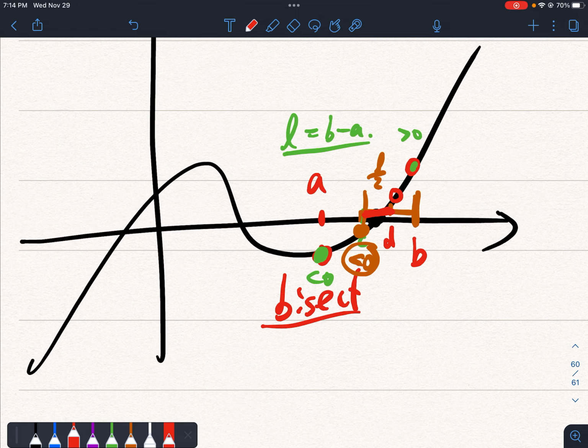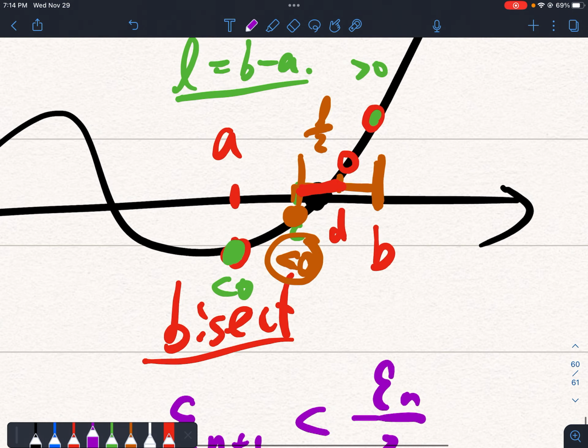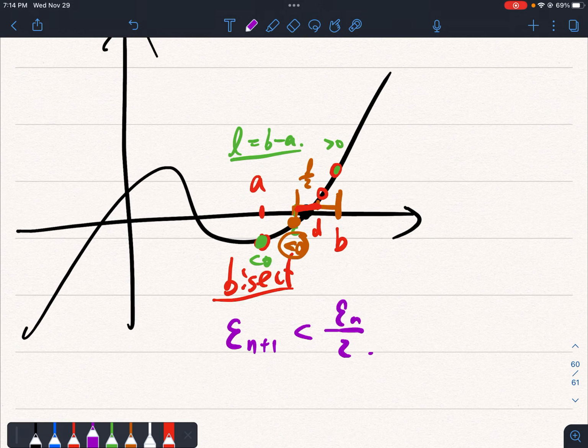Which means in each step, the error of the 0 is decreased by 1/2. Let's call the error epsilon. The error at the n+1 step is less than epsilon n over 2, because in each step, the length of the interval becomes 1/2 of the previous interval.